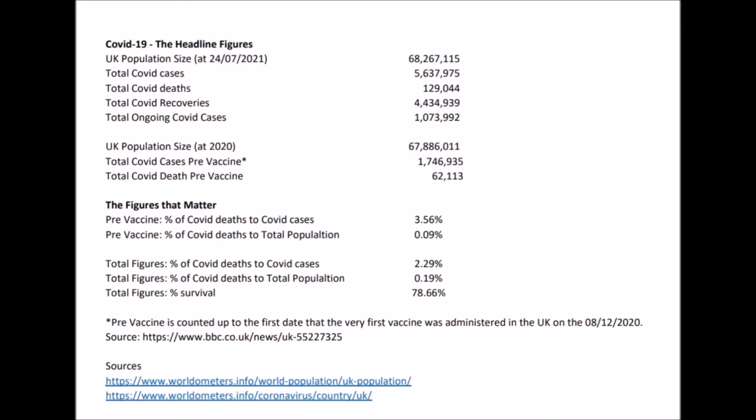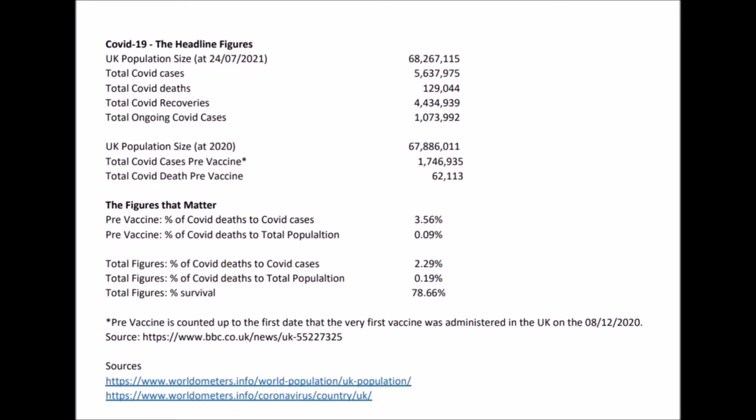Then just below that, we're going to look at also the figures and what the numbers say before the vaccine ever came out. Obviously, we understand that the vaccine should have some effects. It should work for a lot of people. So we just want to sort of separate that from the argument. And for that, we've used the population size in 2020, which is obviously just a bit less, just under 68 million. And then we've got the total COVID cases pre the very first dose of vaccine that was ever given out in the UK. So up until that point, we'd recorded around 1,800,000. And then the total COVID deaths pre-vaccine, which is around 62,000.